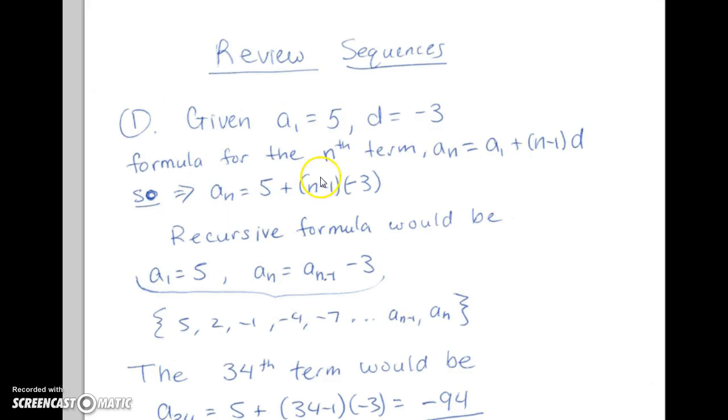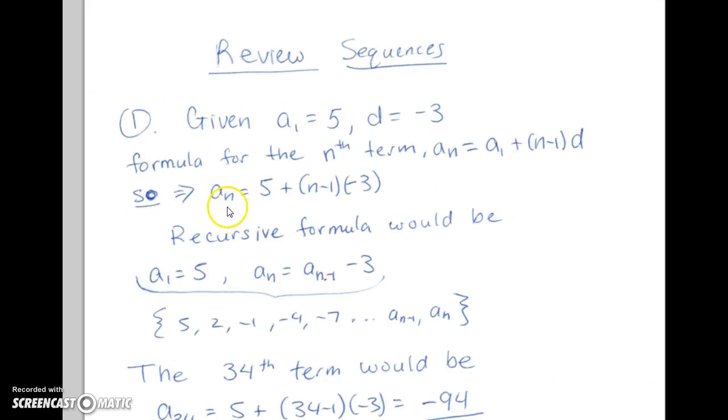All right, so the formula for the nth term, the general formula for any term you want in the sequence, a sub n equals a sub 1, the first term, plus n minus 1 times the common difference. Remember, we'll apply the common difference one less time than the actual term number. Notice I apply the common difference 1 time for the second term, 2 times for the third, 3 times for the fourth, 4 times for the fifth. So that's where you get the n minus 1. For the fifth term, we'll apply the common difference 4 times.